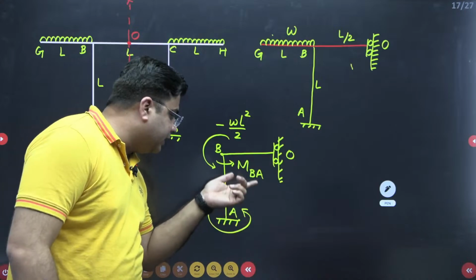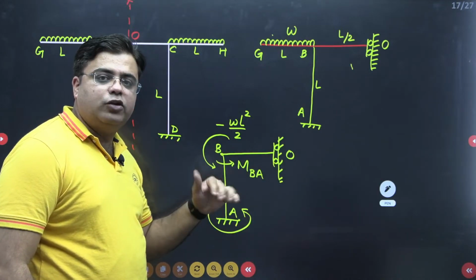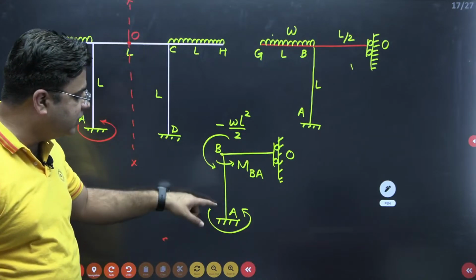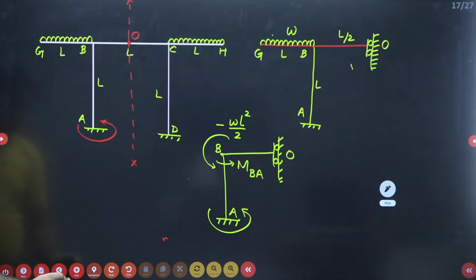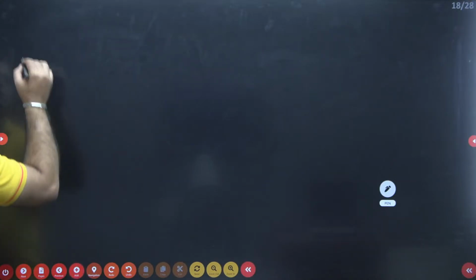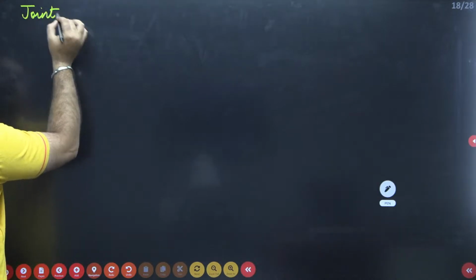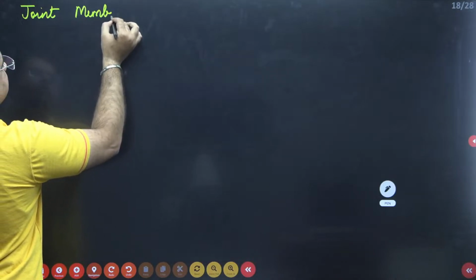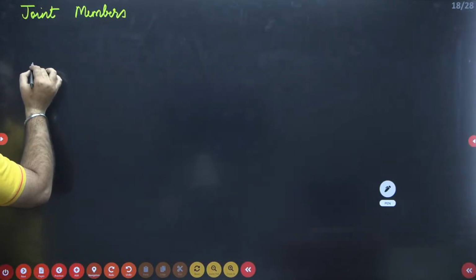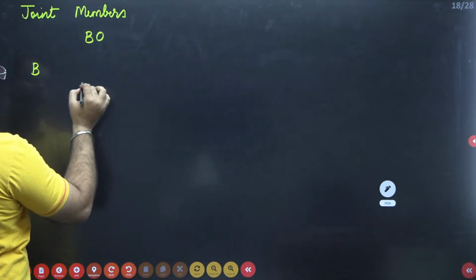For calculating this moment MBA, first I need to calculate the distribution factor, and using the distribution factor I can very easily calculate the moment MBA. So observe this, this is my joint B. So the joint is B, then members. The joint is B, and the members are BO and BA.